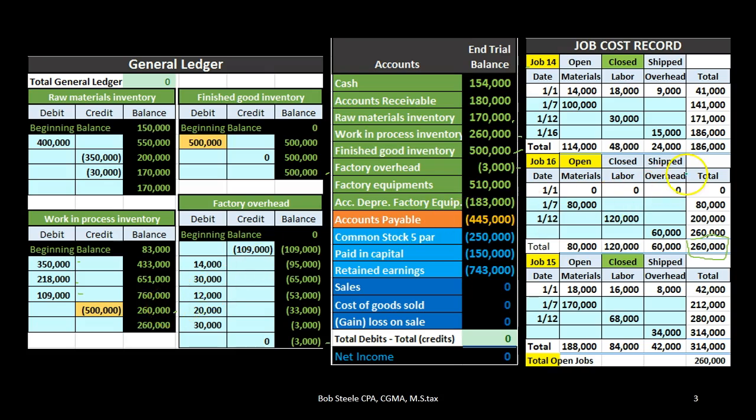The other two jobs being closed mean that they are part of the finished goods inventory and are then ready for sale, at which time they will be transferred from finished goods to cost of goods sold, the expense account related to the selling of inventory.